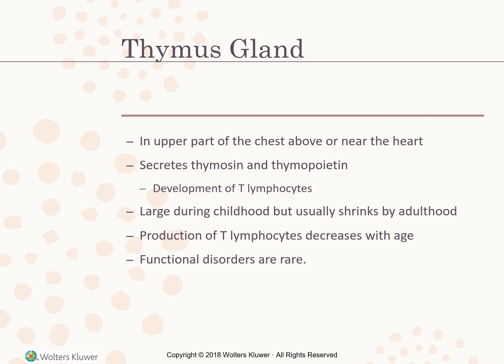So the thymus gland is located in the upper part of the chest above or near the heart, and it secretes thymosin and thymopoietin, which help in developing T lymphocytes, which are a type of white blood cell involved in immunity. The thymus gland is large during childhood, but will generally shrink by adulthood, and despite it shrinking over time, the thymus gland continues to support the production of T lymphocytes, but the rate of production will decrease as we get older. Functional disorders of the thymus gland are usually rare.